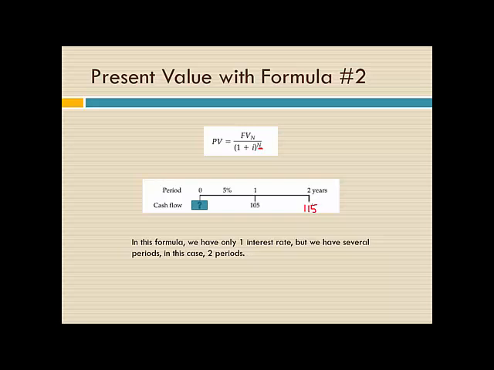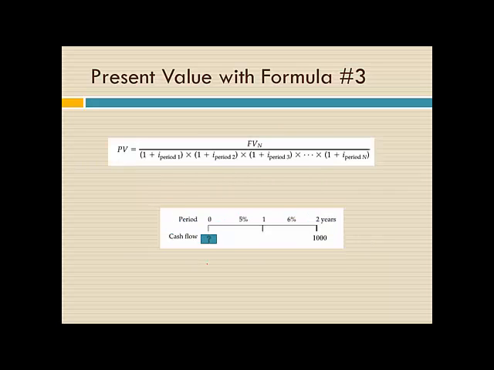So if we consider this our FV, and we take the $115 and divide it by 1.05 raised to the second, because it's two periods, then what we end up with is 104.3084, or basically $104.31. That is the present value of $115 invested for 2 years at 5% interest.